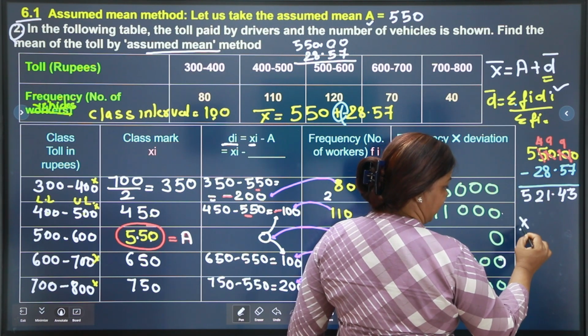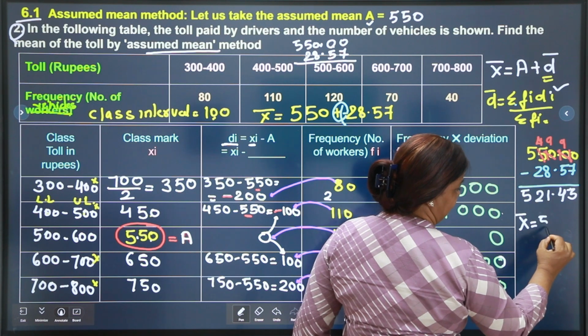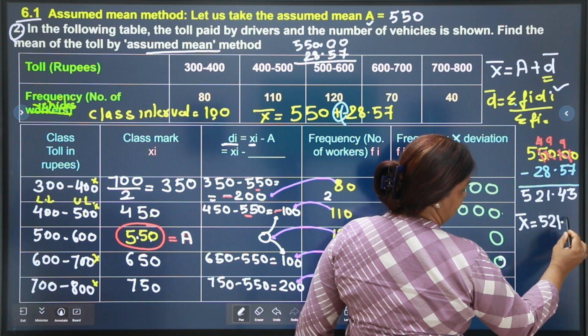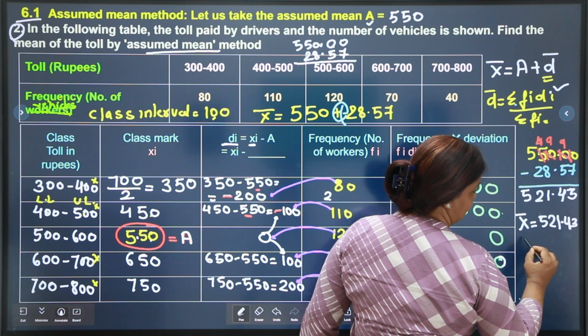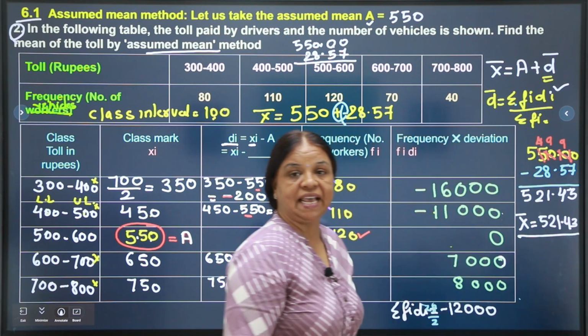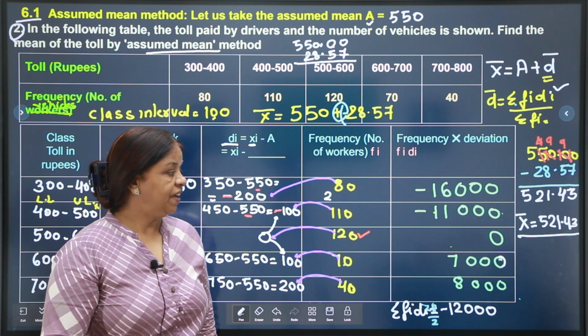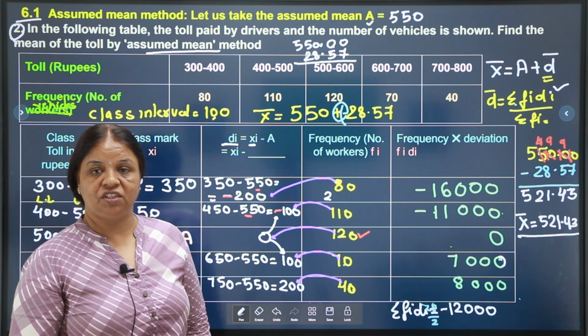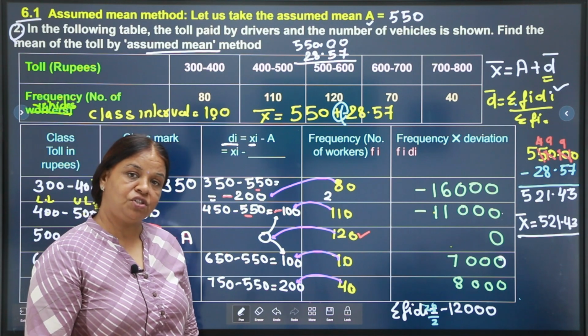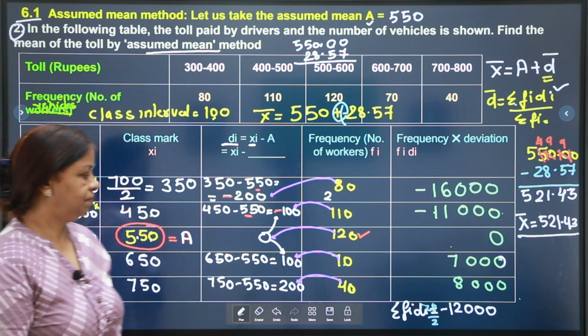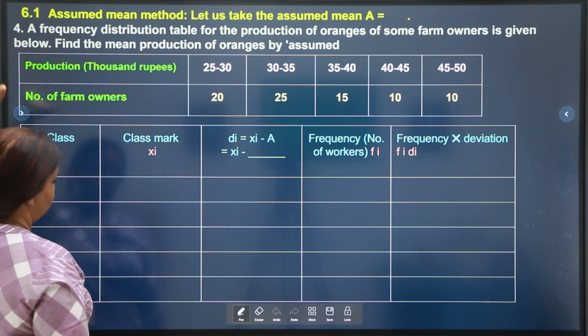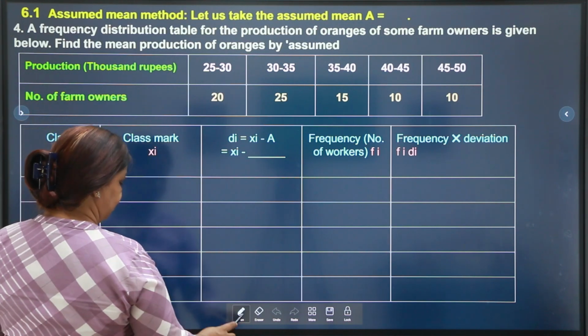So your bar X value is 521.43. The mean value by assumed mean method is 521.43, children. You can pause the video, children, and you can solve the sum 6.1, the fourth question, that is the last question, children.